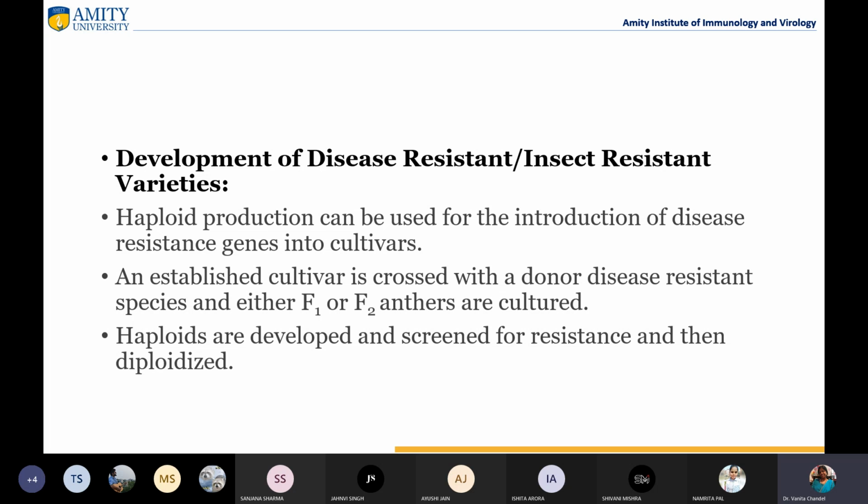Then again, we came up with a point which is being done. We've seen this application in all the techniques that we have studied till now: development of disease-resistant or insect-resistant varieties. So haploid production can be used for introduction of disease resistant genes into the cultivars, right? Then an established cultivar can be crossed with a donor resistant species, right? Then haploids are developed and they can be screened for resistance, and the further process can be followed. So they say it is an easier method to develop disease resistant cultivars, right?